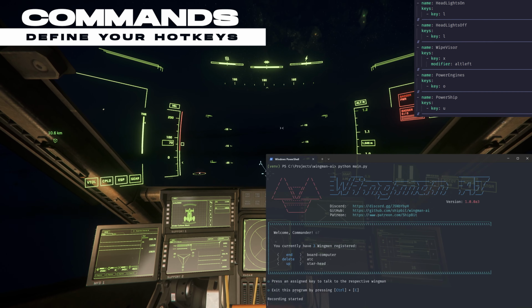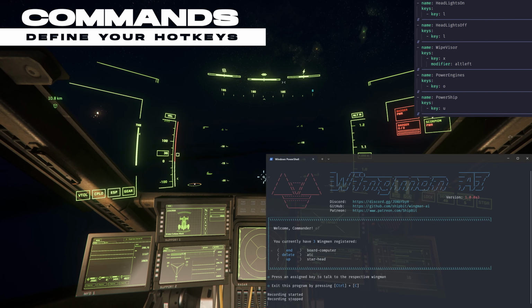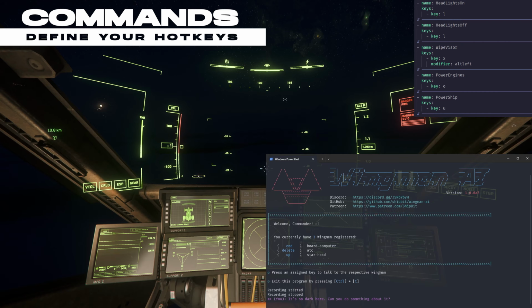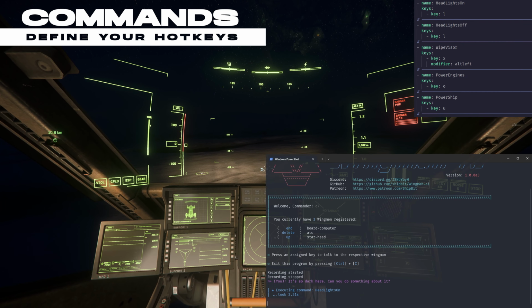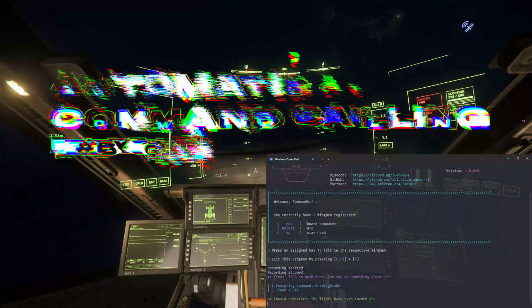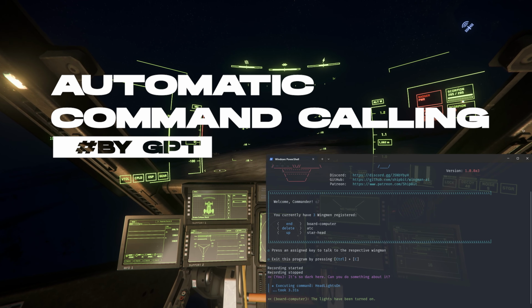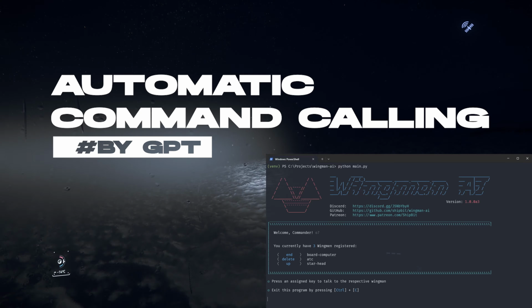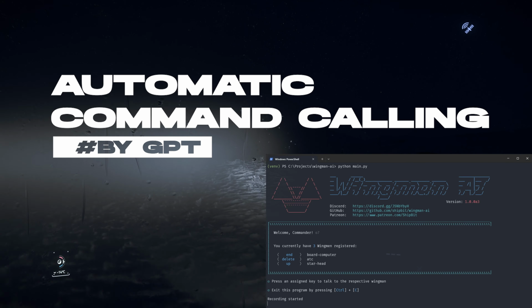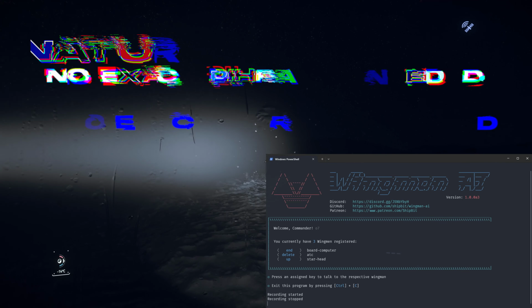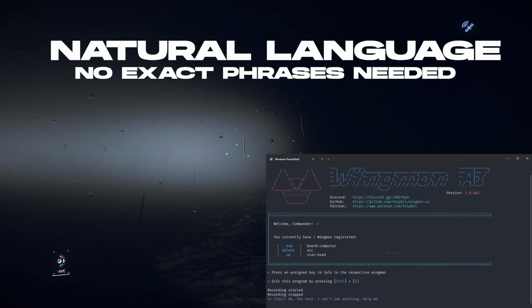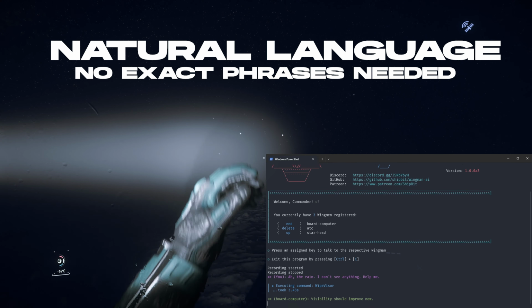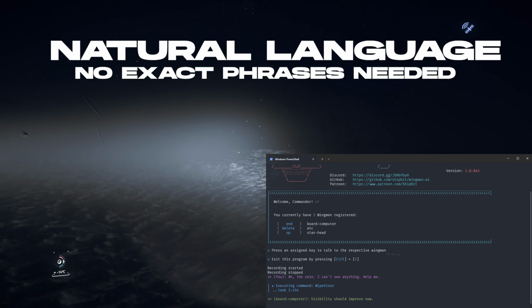It's so dark here. Can you do something about it? Lights have been turned on. Ah, the rain. I can't see anything. Help me. Visibility should improve now.